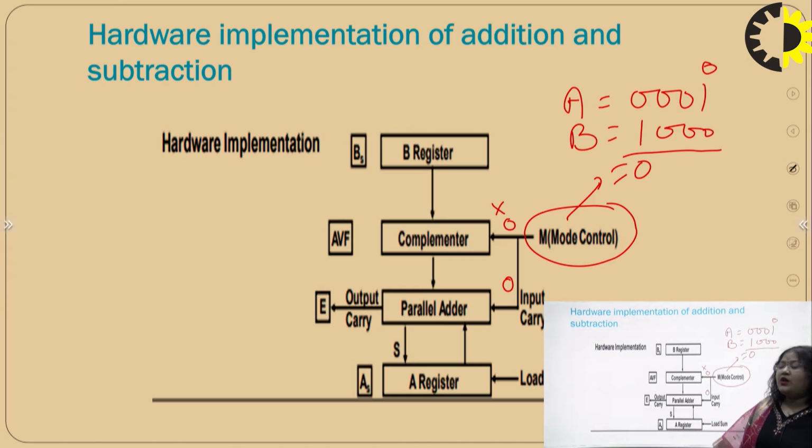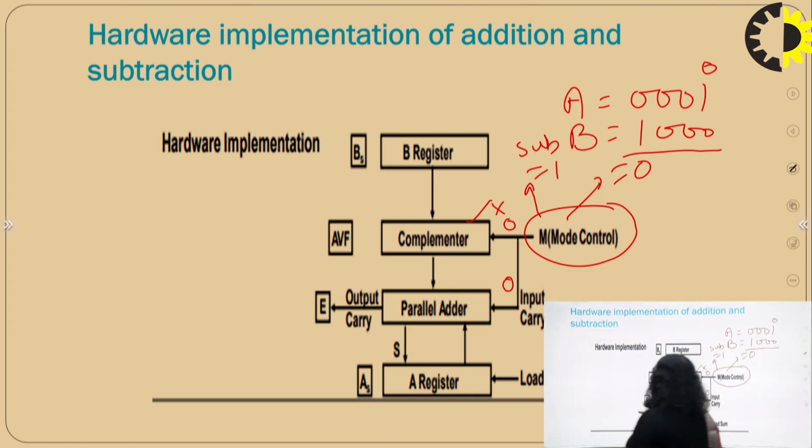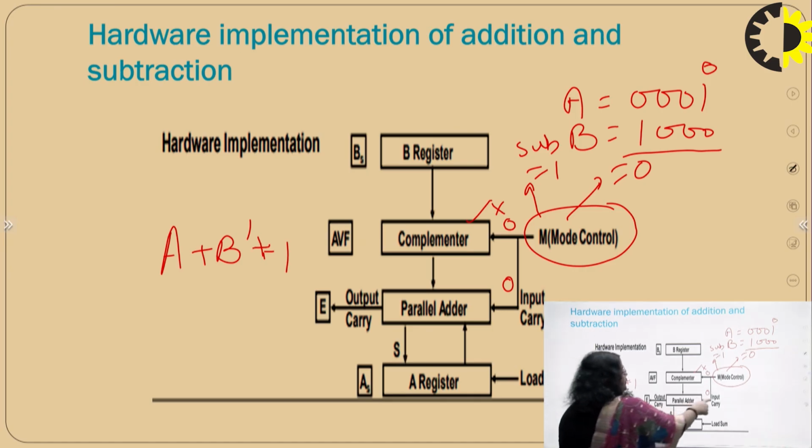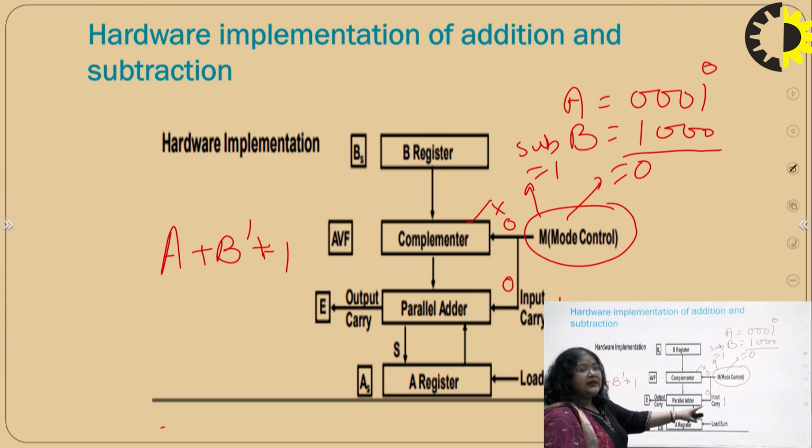Now the subtraction rule: the mode value is 1 for the subtraction. If the mode value is 1, that means the complementer is active. Then we compute A plus B complement plus 1. The complementer complements the register B value, and since the input carry is 1, we add 1. So it actually performs A minus B.